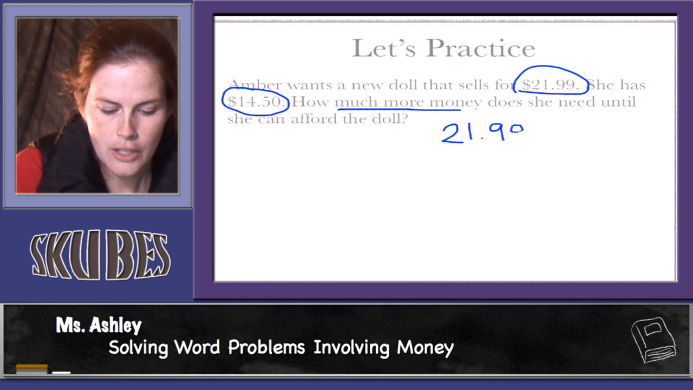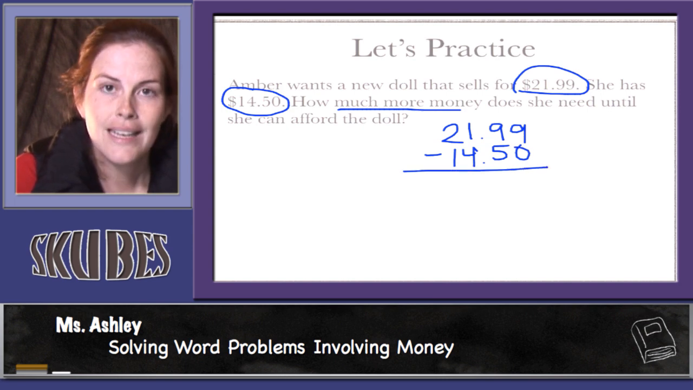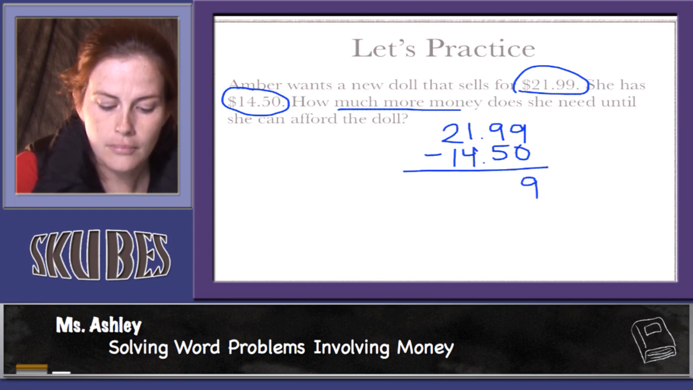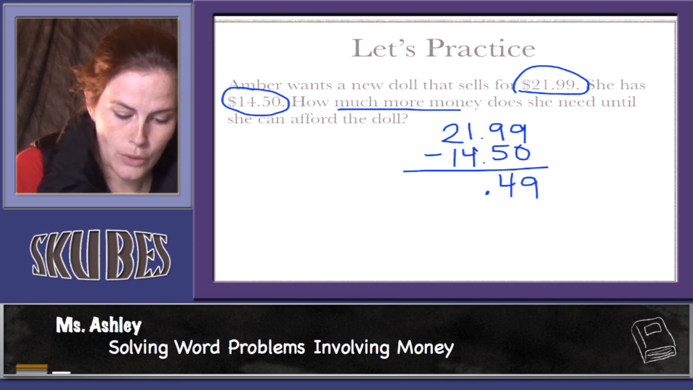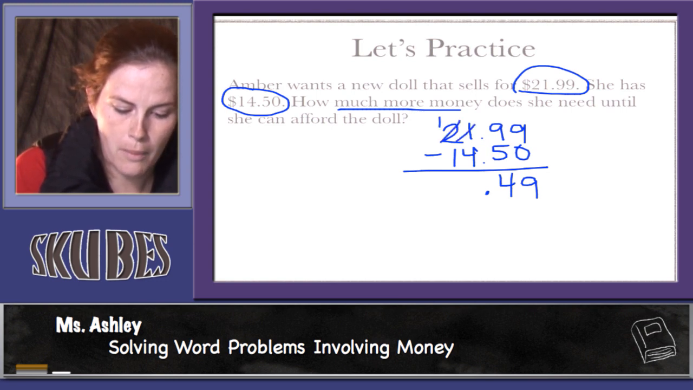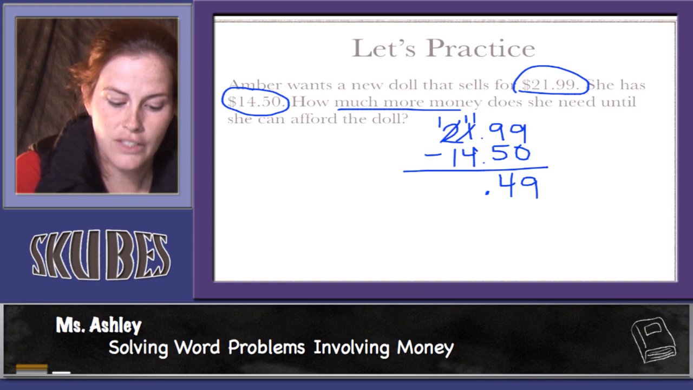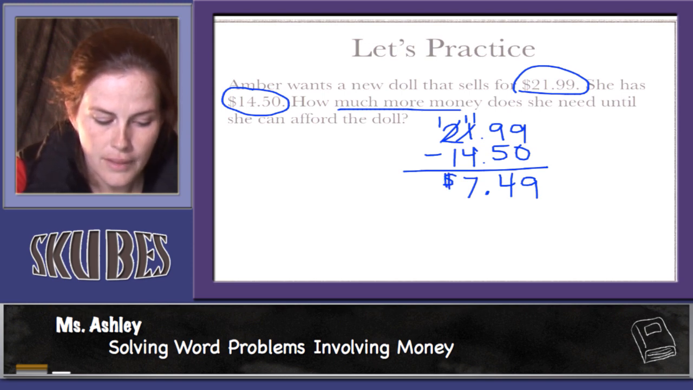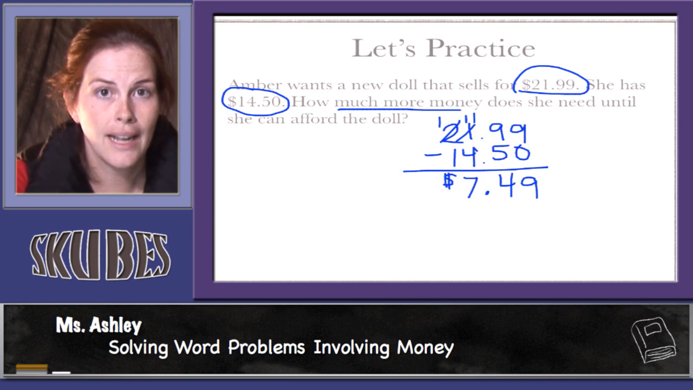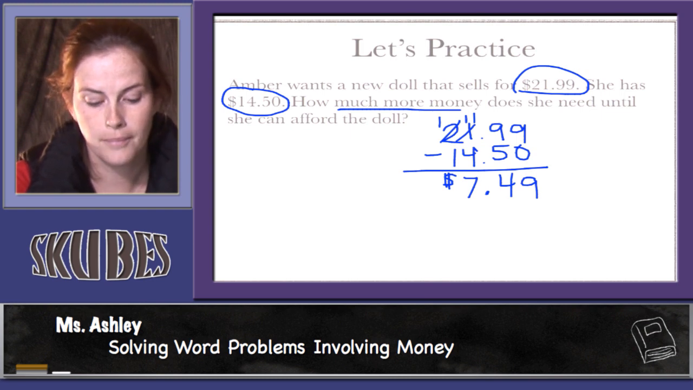Okay. So we'll take our $21.99 and we need to subtract $14.50 from it. Okay. 9 minus 0 equals 9. 9 minus 5 equals 4. Bring down your decimal. 1 minus 4 requires us to regroup, so come over here and borrow. So 11 minus 4 equals 7, and then 1 minus 1 equals 0. All right. She will need $7.49 more to afford the doll.